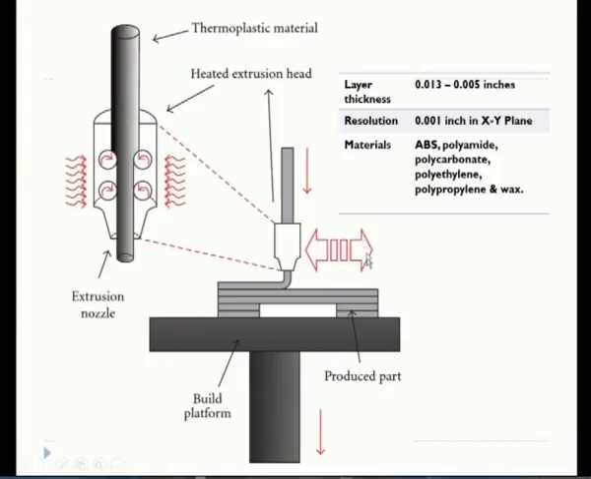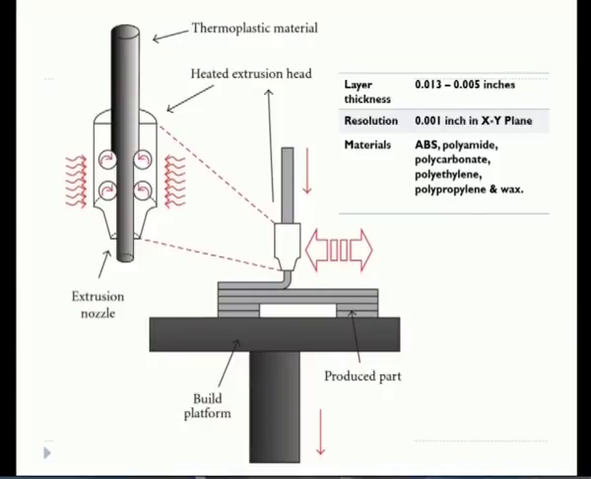We can achieve a layer thickness of 0.013 to a minimum of 0.005 inches, and the resolution in the xy plane can be up to 0.01. The materials mostly used nowadays are ABS, polyamide, polycarbonate, polyethylene, polypropylene and some kinds of waxes. These are the materials they have tried. The advantage compared to other commercial AM is that this is comparatively cheaper, but there are some problems that we are going to discuss in detail.